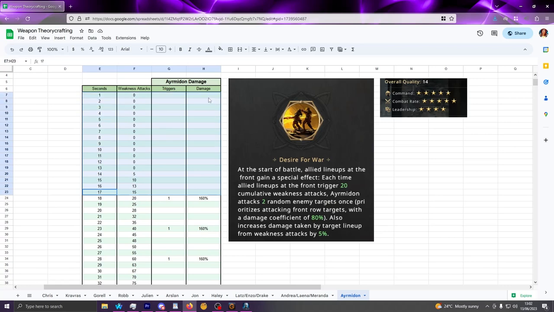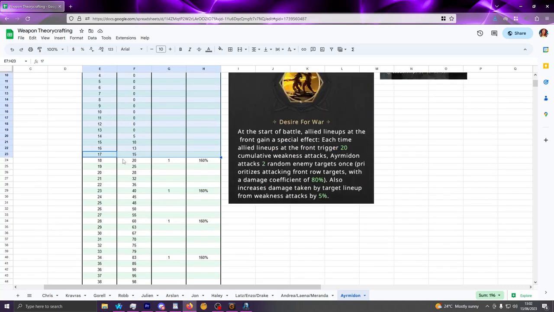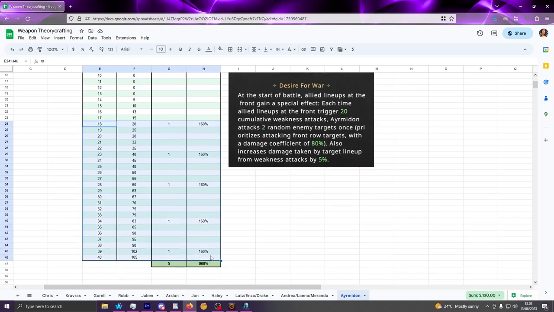That means all the damage is backloaded into the second half of the fight. So you see here in the first half of the fight, he does absolutely nothing. The problem with this is by the time you get to the second half of the fight, if it's a competitive fight, half of your troops could already be dead by this point.